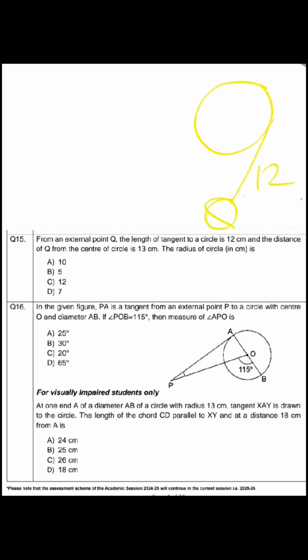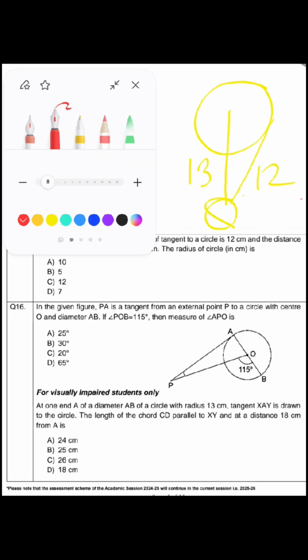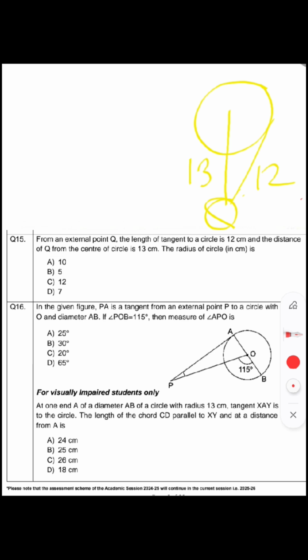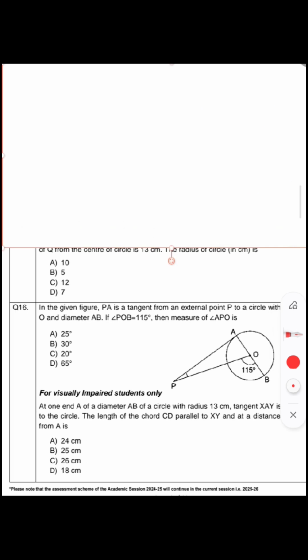And from the center of the circle, the distance of Q is 13. You know it very well. The tangent makes an angle with the radius always 90 degrees. So this is your 90-degree angle.